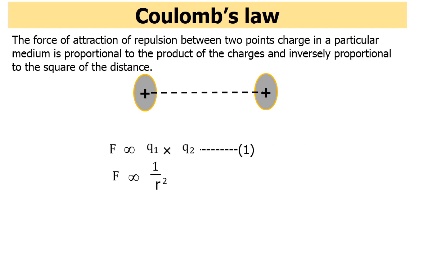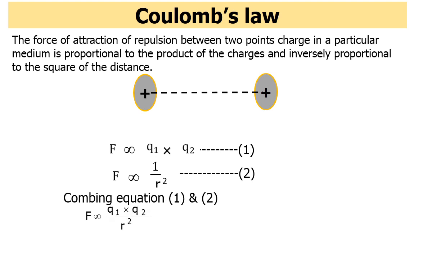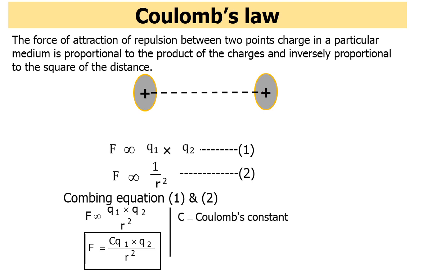If you mark that equation 1 and this equation 2, by combining those two equations we can write F proportional to Q1 into Q2 divided by R square. If we remove the proportional sign, then we can write a constant which is C. Here C is a Coulomb constant which has a fixed value, 1 by 4 pi epsilon naught. In place of the Coulomb's constant, we can write 1 by 4 pi epsilon naught.